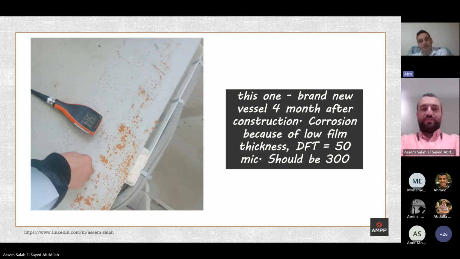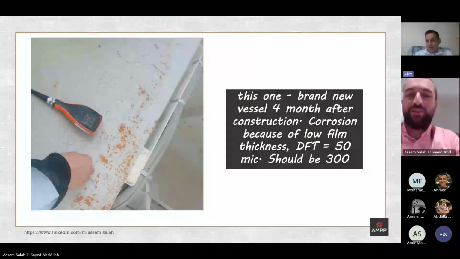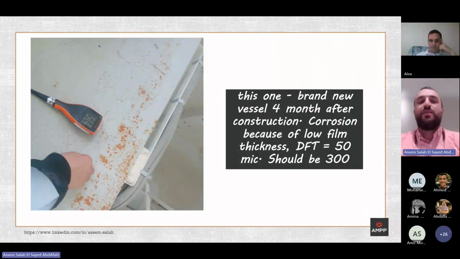Yes. The ship owner asked me why he has spot rust on the deck, and I found out that this type of corrosion is so-called low film thickness corrosion. Low film thickness means that during the paint application they didn't apply all coats, or maybe the painter was very quick and applied it very quickly, and didn't make a thick layer. So you have non-uniform coating thickness across the surface. Right, and you can see 50 microns instead of 300.